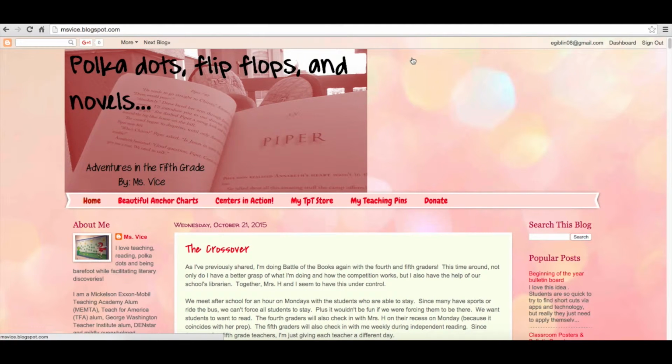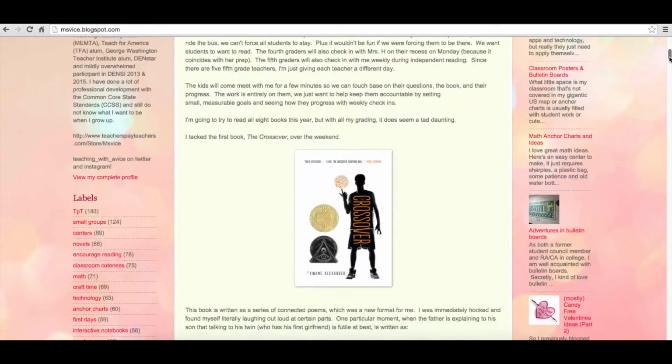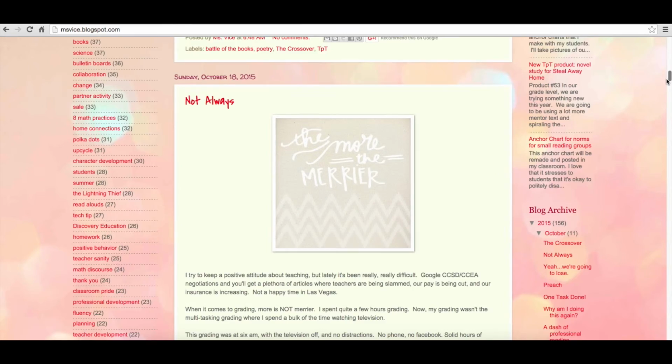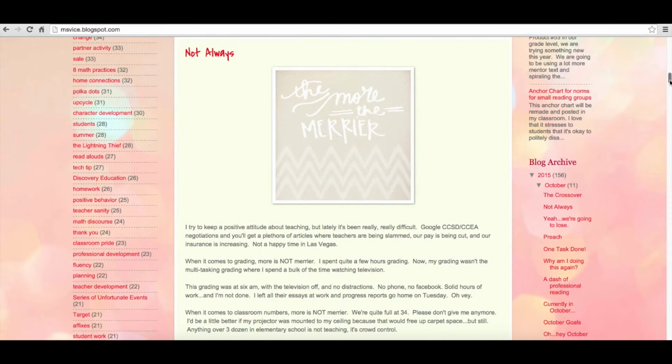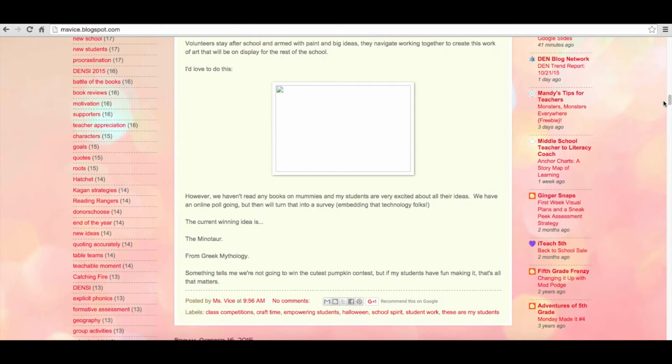Polka Dots, Flip Flops, and Novels is another blog by a friend of mine, Miss Allie Weiss, also in Vegas, and she is a 5th grade teacher. Again, hers is very personal, but if you know her, you know the drive and the passion and the emotion that she's putting into this. Sure. And her other teachers that she works with can get some of these ideas and take those and steal those and use them.